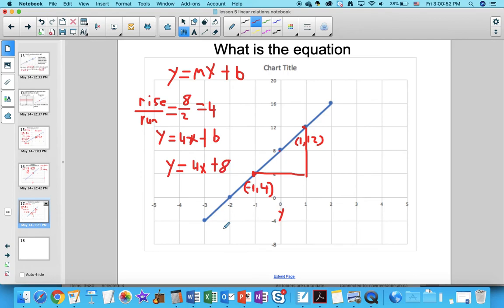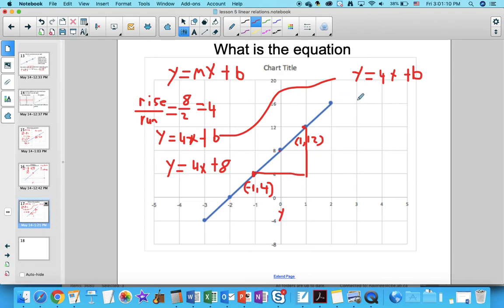Now let's say you didn't see that. Okay, let's solve it the long way. So we go back to this point, right? y equals 4x plus b. Okay, then I pick any point. I'll pick this point again.